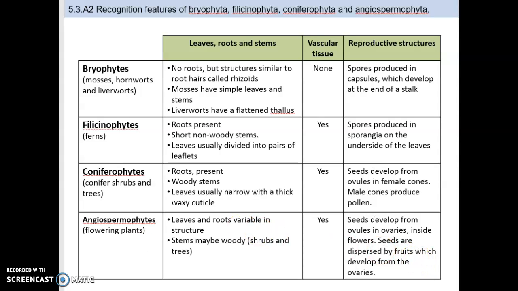So that would be for the plants. To make sure you know for the plant kingdom how it's divided up, and make sure you know the features of your bryophytes, your ferns, your conifers, and your flowering plants.